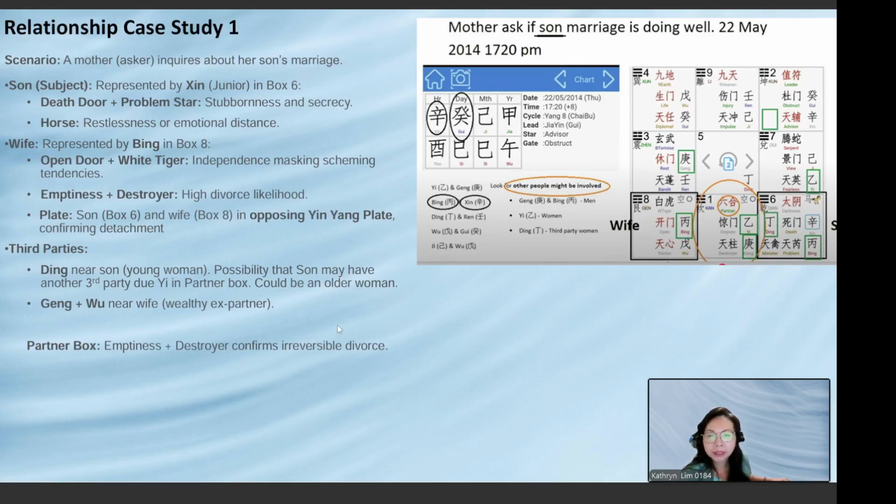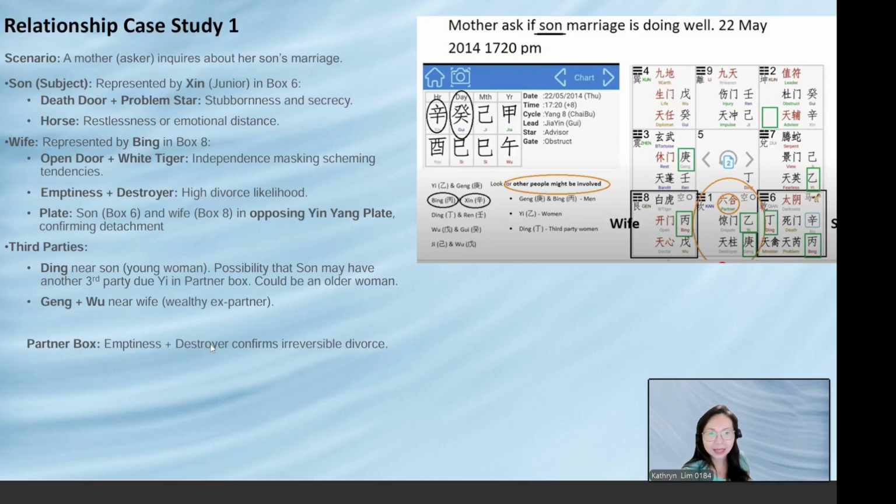In understanding relationships, it can be very interesting, and I'm actually quite surprised that Master can read so deep and give so many insights. So that's all for lesson 6, and let's go on to lesson 7. See you there.